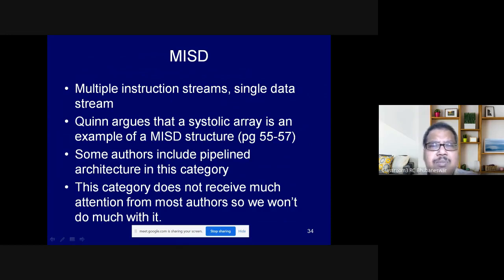So that's why this implementation does not have an architectural diagram.